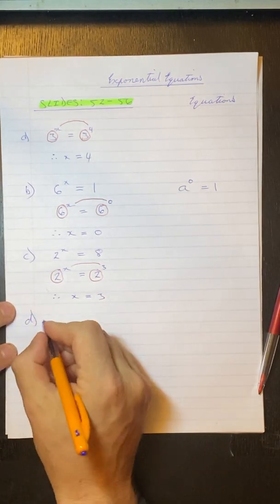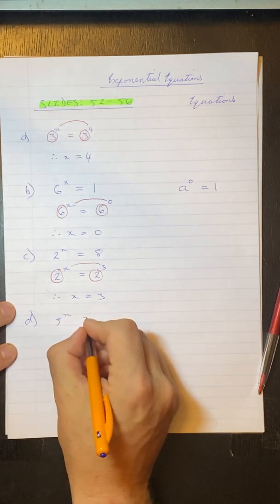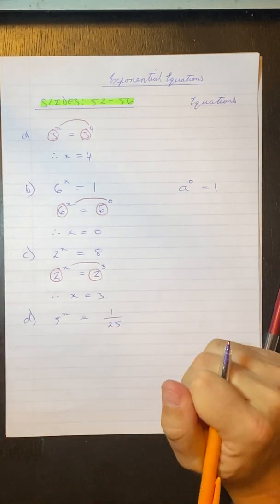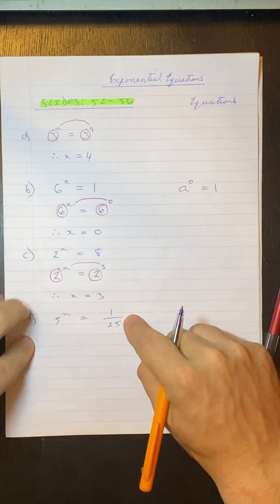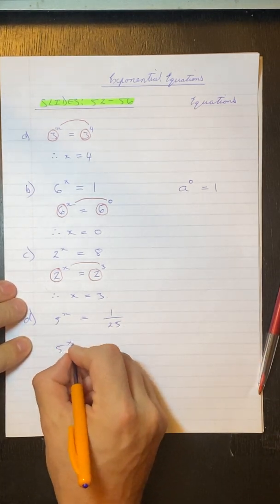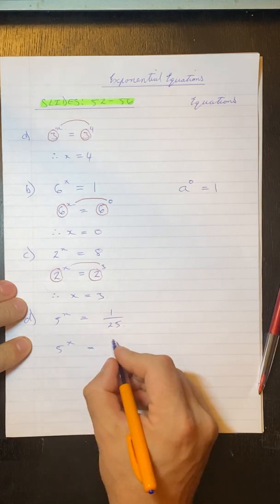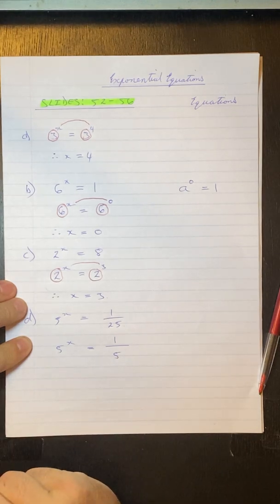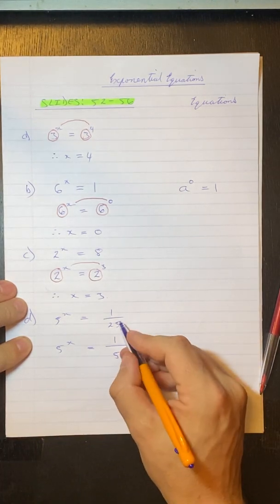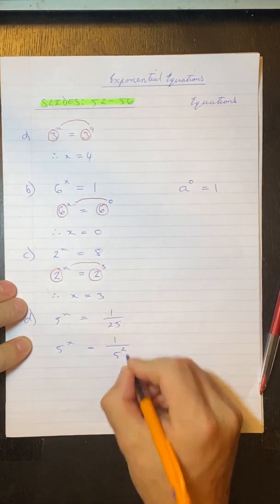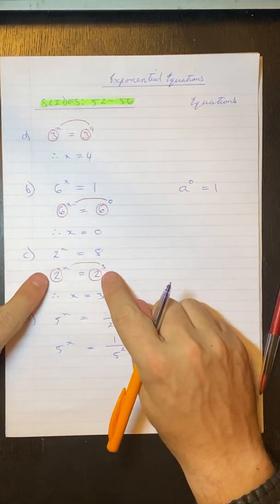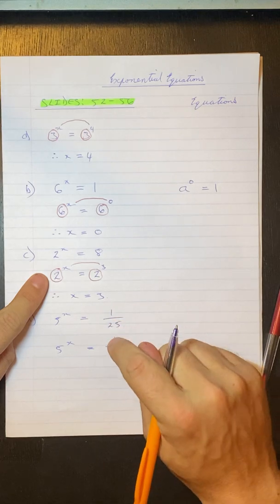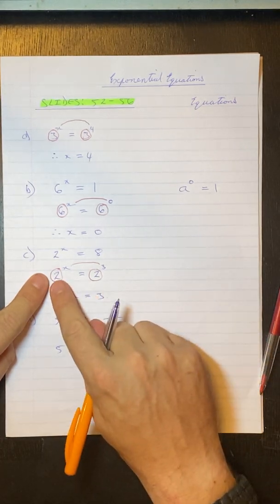Question D. 5 to the x is equal to 1 over 25. Now this one I'm going to treat a little bit differently, because we have this fraction here. I need my base to be a 5, because that's the thing with the variable. Don't worry about the 1. What I want you to do is make that one base 5. So 5 to the power of what will give you 25? It's 2. Now, we can't do what we did before and say that x is equal to the exponent, because we don't have base and base like what we had there.